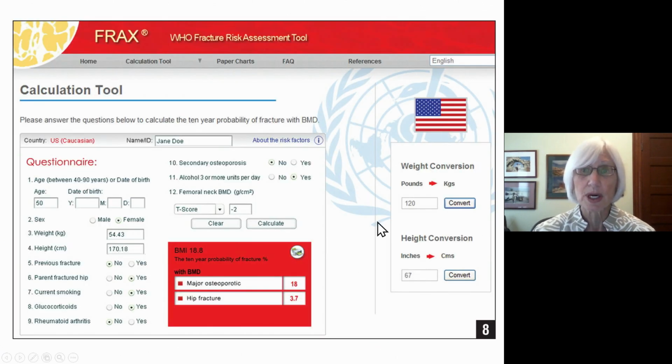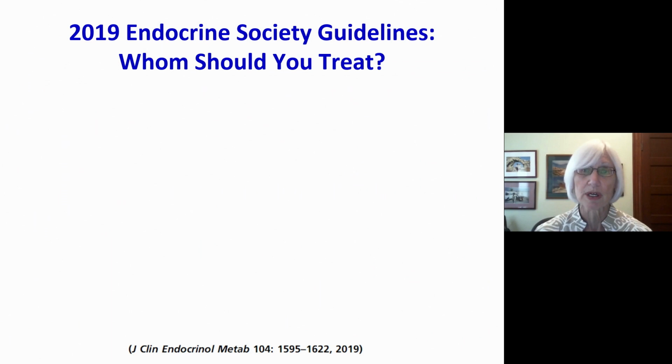It looks like this. Hopefully most of you are familiar with this. And here's a patient similar to our own, a 50-year-old female. She has never fractured. Her parent fractured a hip. She's a smoker. She's also taking steroids, which our patient was not, but she also drinks a fair amount. And when you calculate after putting in her T-score at the femoral neck, it comes out that this patient has an increased risk of hip fracture above the treatment threshold, which we'll go over.